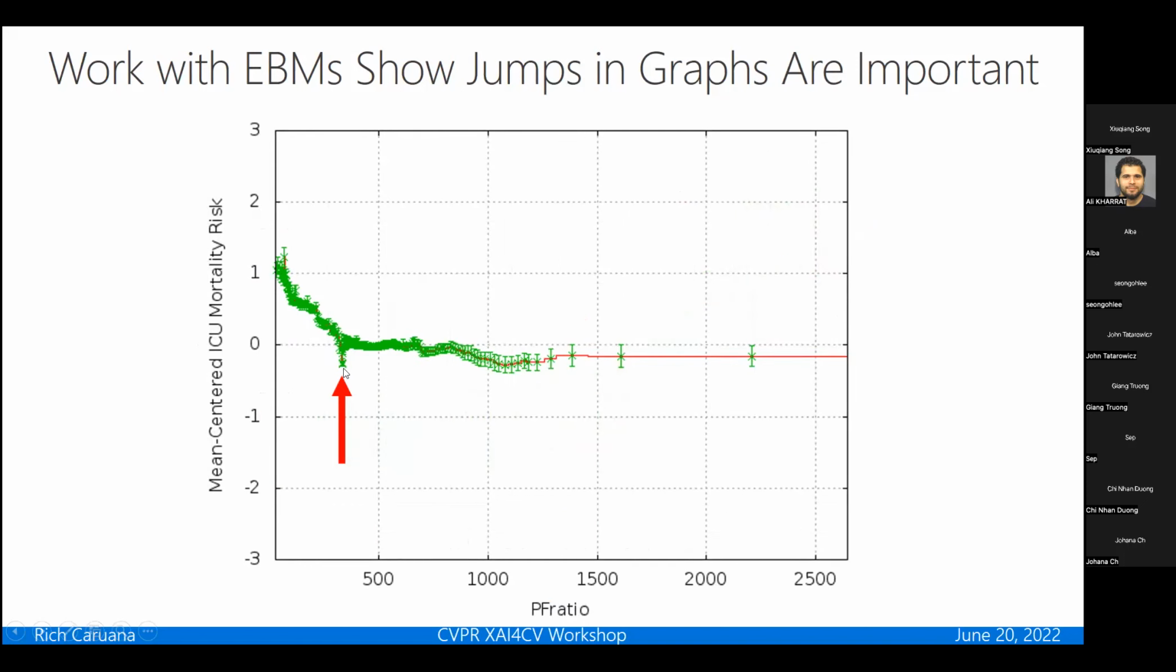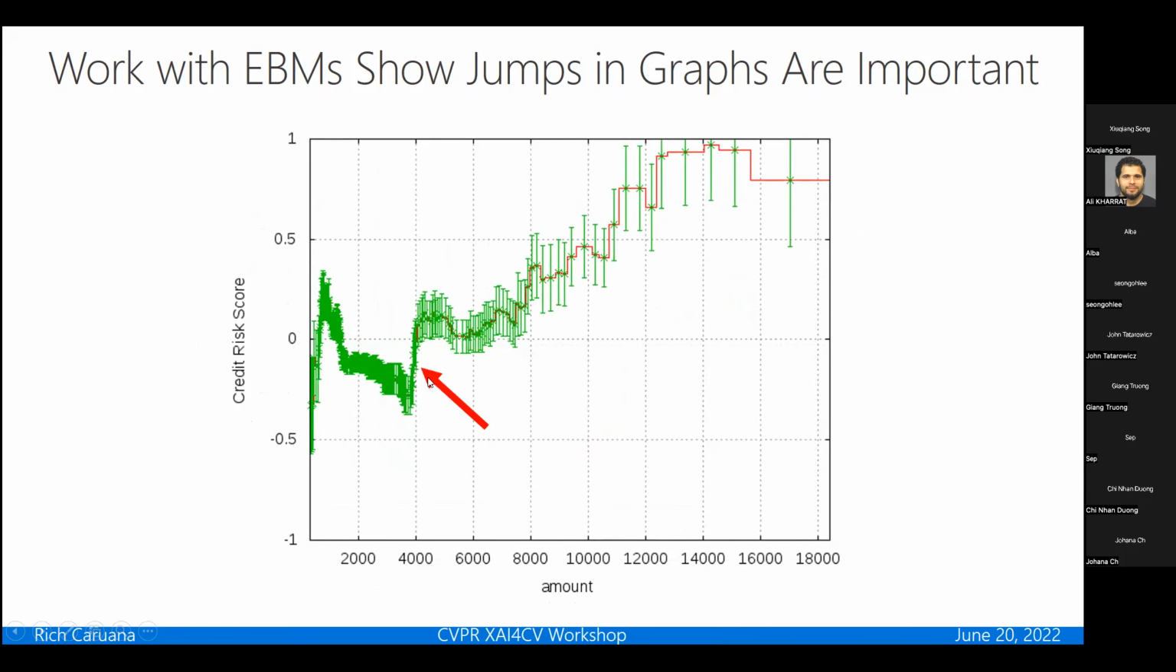This is your chance of dying in the ICU as a function of how well you're breathing, and this drop in risk that's happening right here, the sharp drop and then re-rise, is very, very important to the model. In this case, it's caused by missing values, and the model would not be accurate if it could not learn this jump. This is a lending data set, and it turns out this rapid rise at 4,000 is a very important part of the model being accurate and also of us understanding the model.